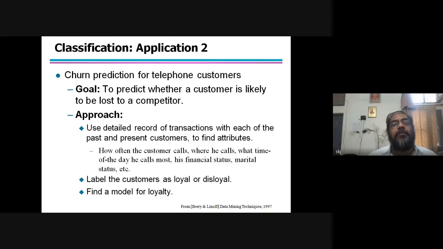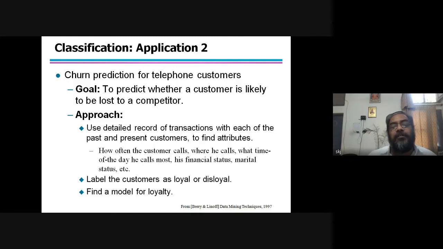So here the approach can be to use detailed records of transactions of past and present customers. First of all, we study the transactions and their attributes. This is called relevance analysis: which attributes are relevant for my study. So the first step will be relevance analysis. Here we are trying to find the relevant attributes: how often the customer calls, where he calls, what time of day he calls most, his financial status, marital status, etc. These are the relevant attributes here. Label the customer as loyal or disloyal. Find a model of loyalty.